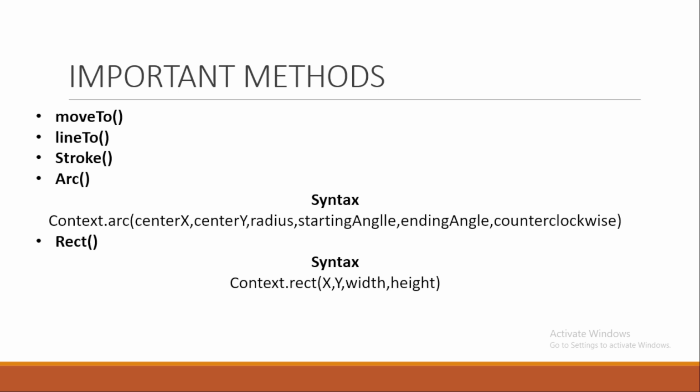And then we are equally going to talk about the arc method, which is used to draw an arc. For the syntax of the arc method, we have context.arc, and then we have the following parameters in it: center of x, center of y, radius, starting angle, ending angle, and the counterclockwise angle.